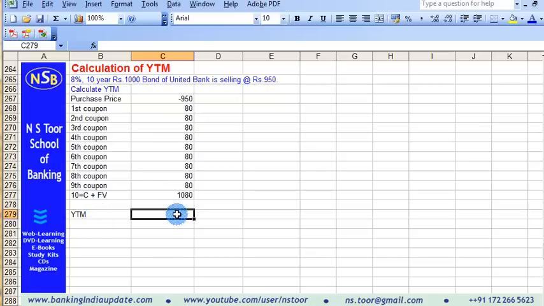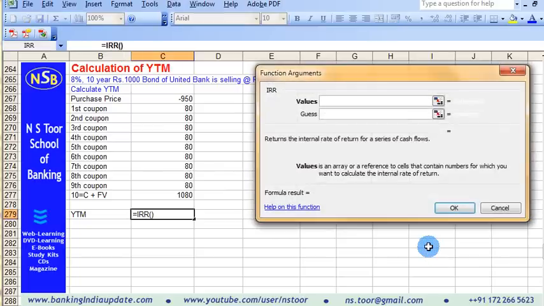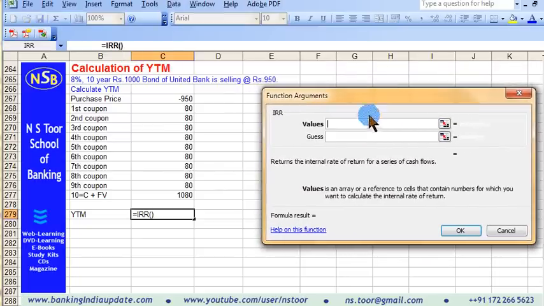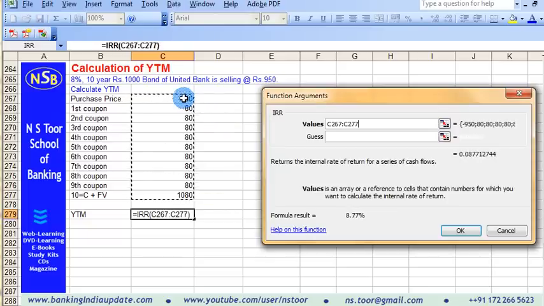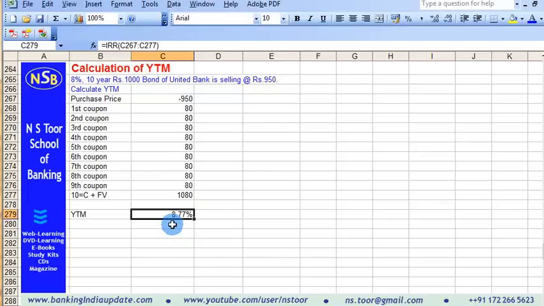So let us start with the calculation. We go to insert, choose function. In the functions, we choose IRR, internal rate of return, because IRR and YTM are basically the same concept. And here we open the dialog box. After opening the dialog box, we place the values, from the purchase price till the last coupon payment. And it has already calculated 8.77%, that is the YTM. So we can place it here, 8.77%. This is calculated. Now let us go to another example.